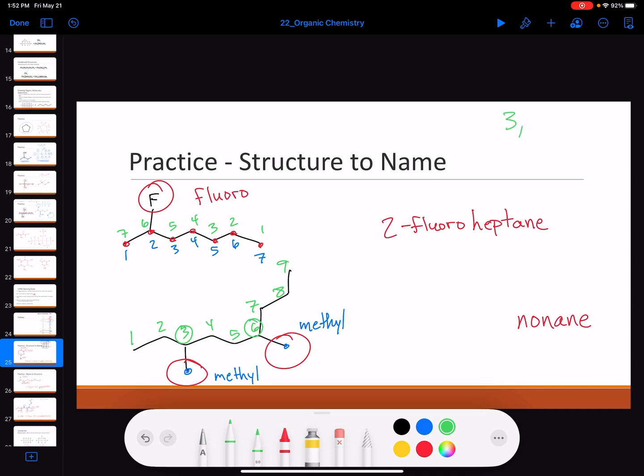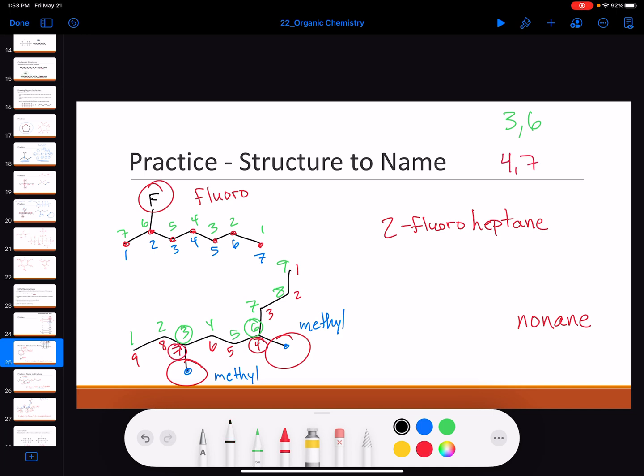Not too bad. Or what if I go with this numbering system? 1, 2, 3, 4, 5, 6, 7. Oh, I somehow double counted. How did I do that? 1, 2, 3, 4, 5, 6, 7, 8, 9. That's better. Okay, I can count. All right. If I did that, that would give me a 4 and a 7.